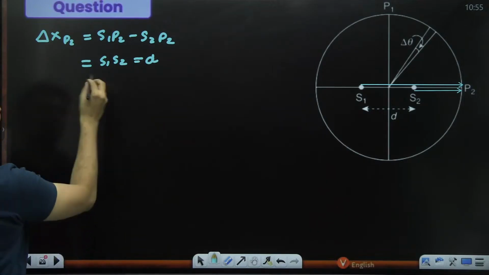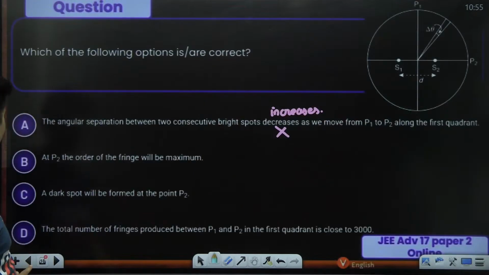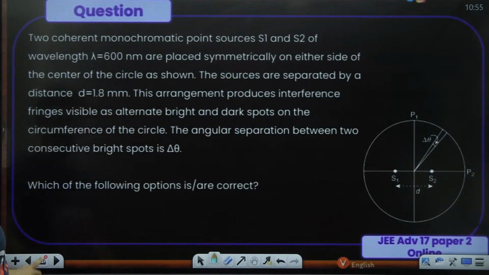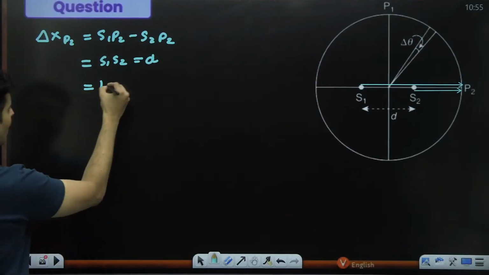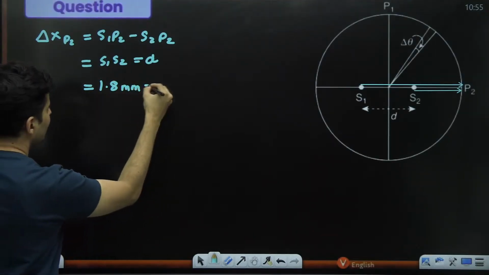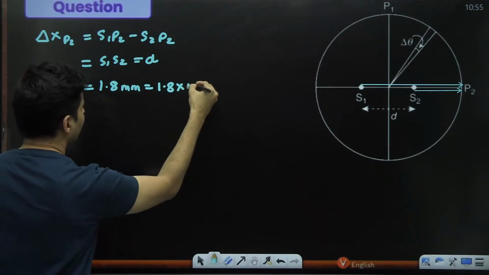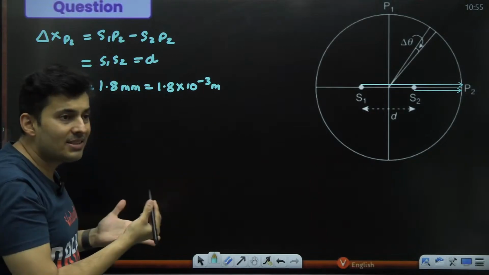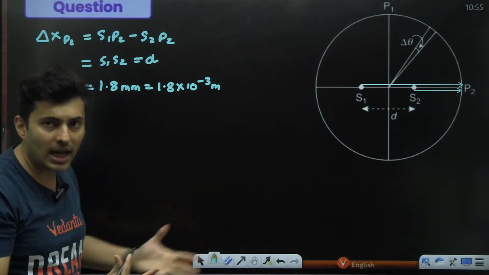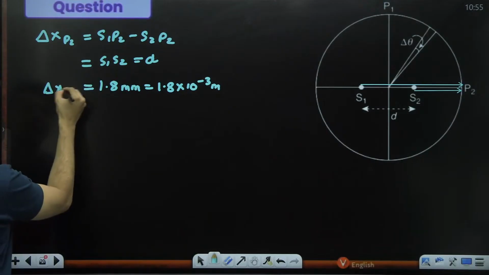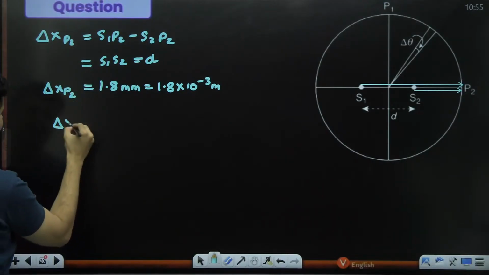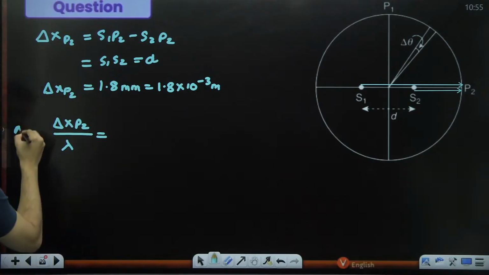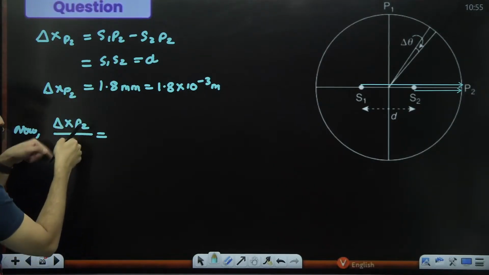Now here is the catch. Let's see how much that d is. Somewhere it is given. Yeah, it is 1.8 millimeters. So d is nothing but 1.8 millimeters, which is 1.8 into 10 to the power minus 3 meters. Now see, how many times is this as compared to lambda? So always, whenever you get the path difference, just see what is that number as compared to lambda. Always find that path difference with respect to lambda.